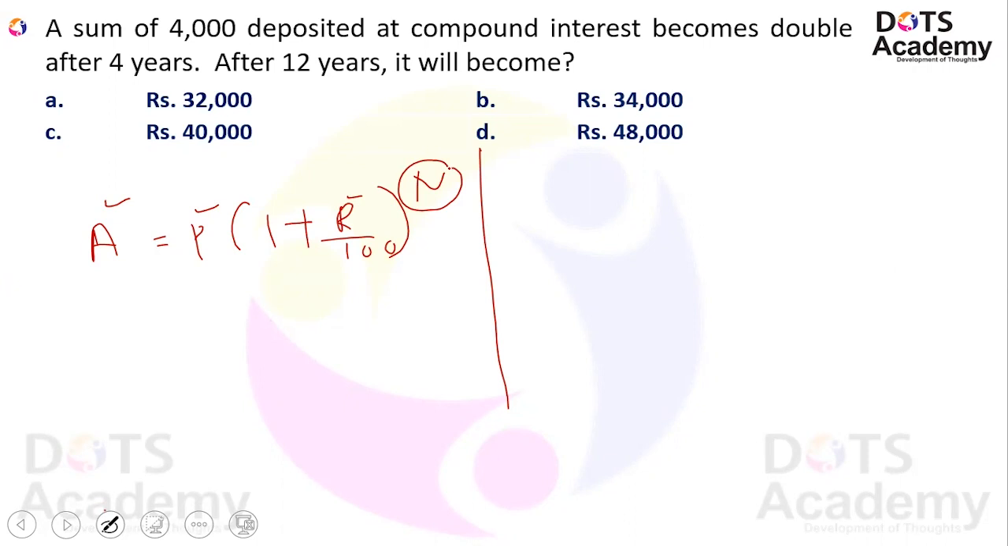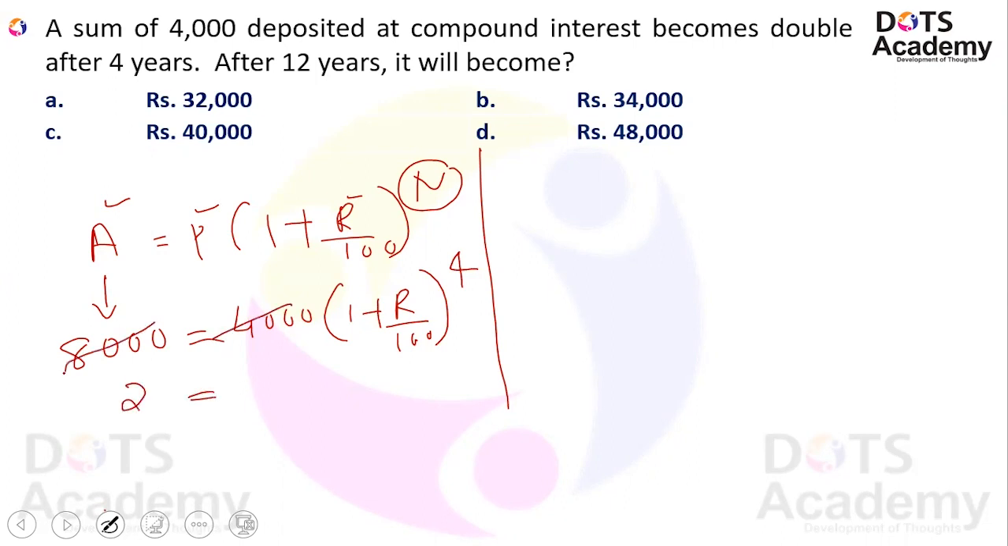In our question, it is given that a sum, that is a principal, of 4,000 rupees becomes 8,000 rupees in 4 years. Therefore, our amount is equal to 8,000 rupees. Our principal is equal to 4,000 rupees into 1 plus rate. We don't know the value of rate. R by 100, the whole raised to 4. Or we can write 2 is equal to, 4,000 and 8,000 get cancelled, 2 is equal to 1 plus r by 100 the whole raised to 4.